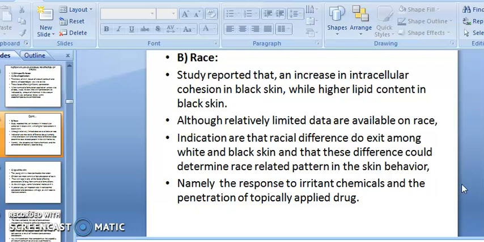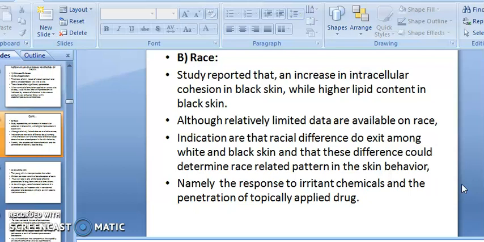A study reported an increase in intercellular cohesion in black skin, along with a higher lipid content. Those people having black skin were found to have a higher percentage of lipid. Relatively limited data are available on race, but indications are that racial differences do exist between white and black skin, and this difference could determine a race-related pattern in skin behavior.